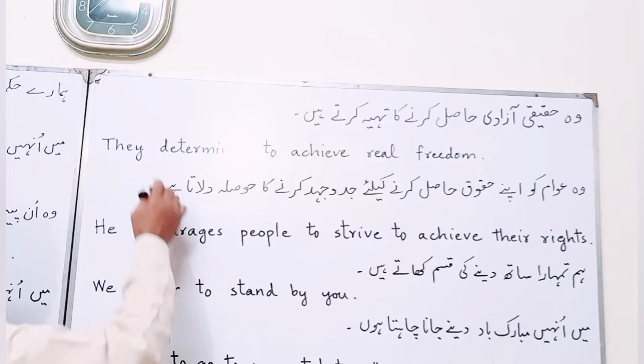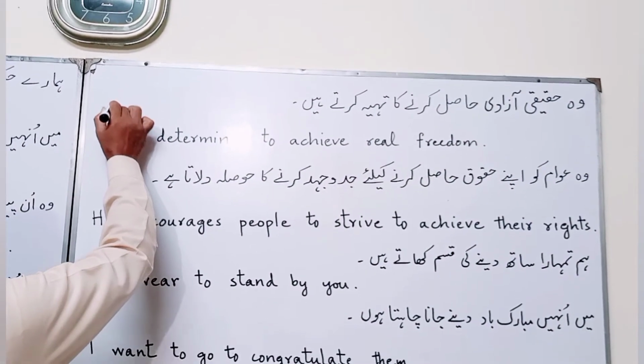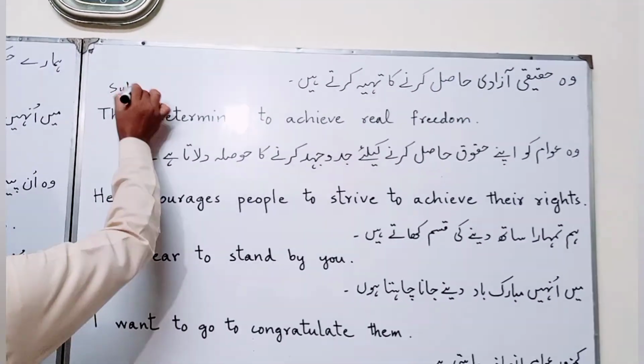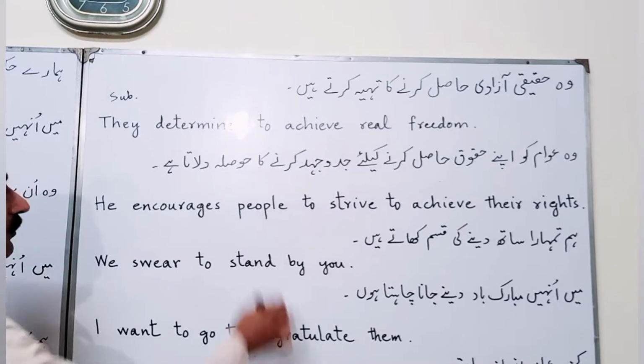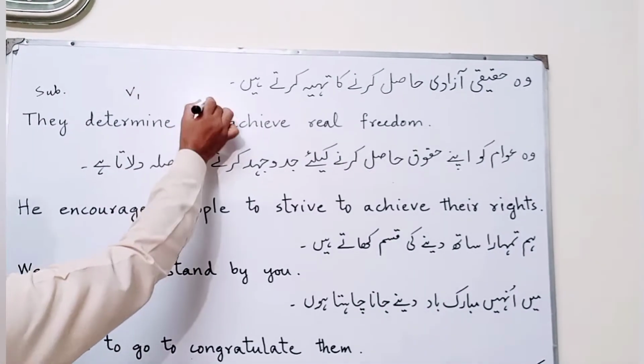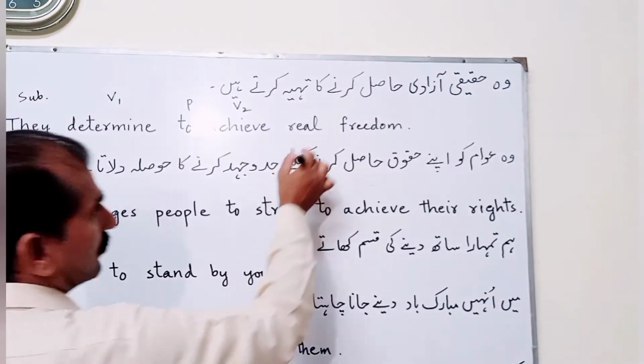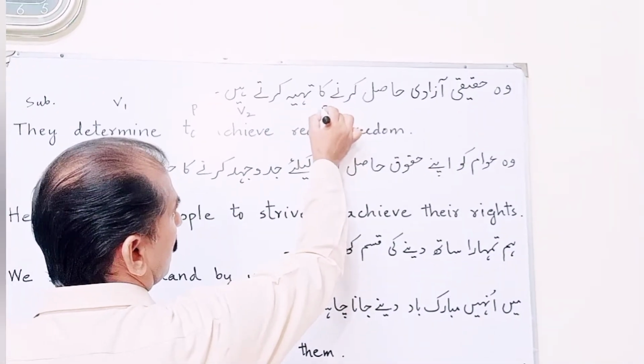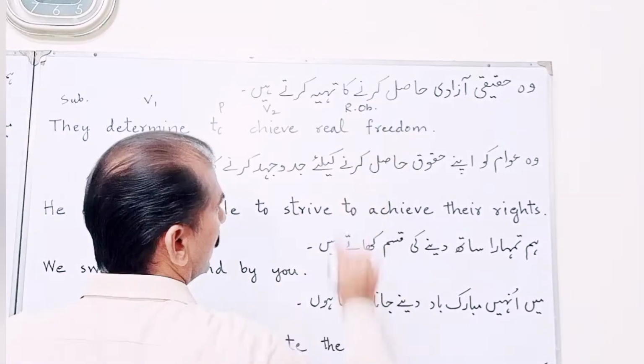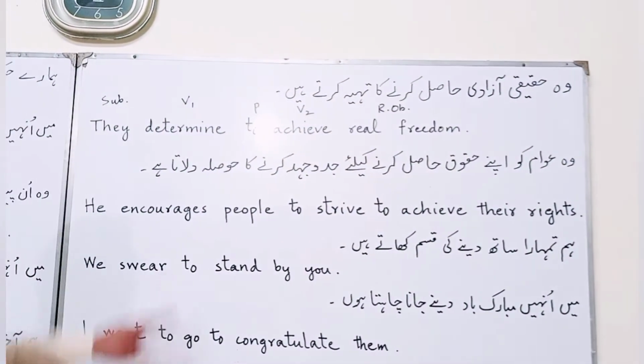Now we will put the order of the words on the sentences. They is actually the subject, applying the verbs determine and achieve to the real object or direct object, which is real freedom.